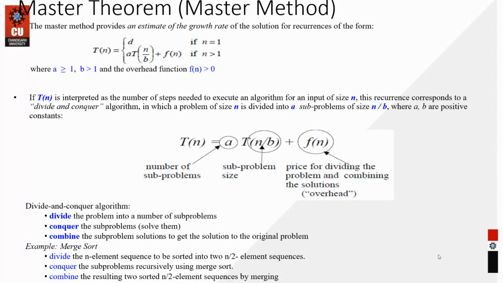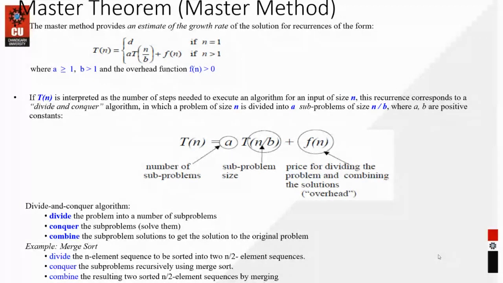What is a? a is the number of sub problems. T of n by b means sub problem size. n by b means sub problem size. And f of n means the price for dividing the problem and combining the solution. So these are the functions.